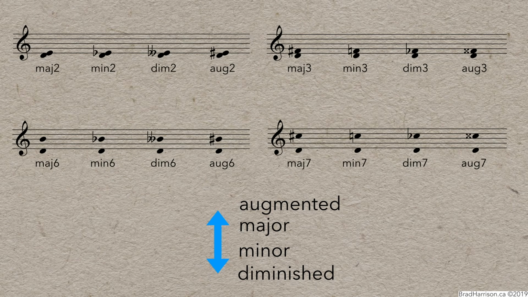And here are the different possible seconds, sixths, and sevenths in D major. Pause the video if you'd like to inspect and compare the intervals.